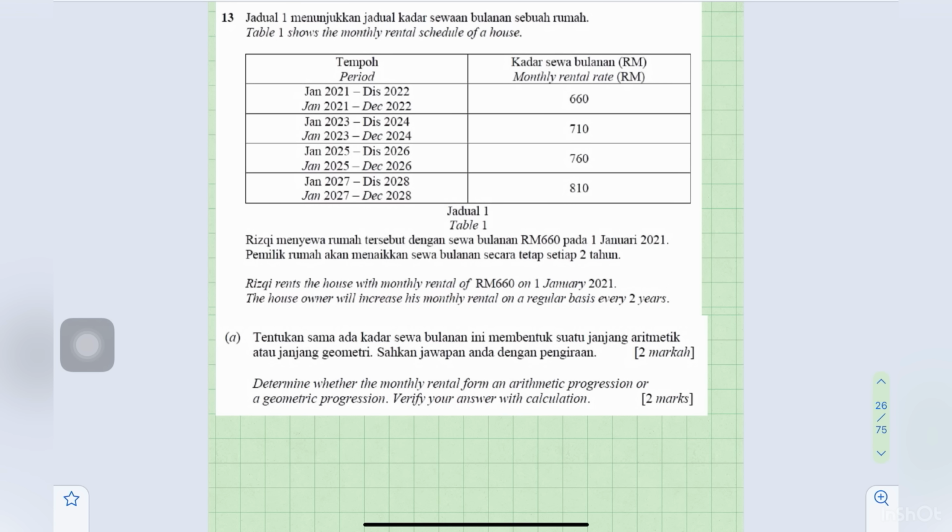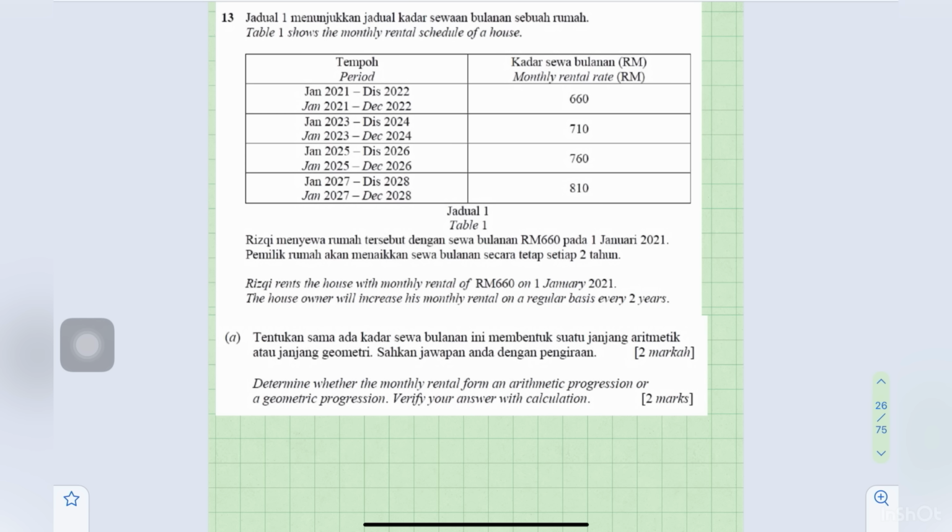13. Table 1 shows the monthly rental schedule of a house. Rizky rents the house with monthly rental of RM660 on 1st January 2021. The house owner will increase his monthly rental on a regular basis every 2 years. A. Determine whether the monthly rental form an arithmetic progression or geometric progression. Verify your answer with calculation.